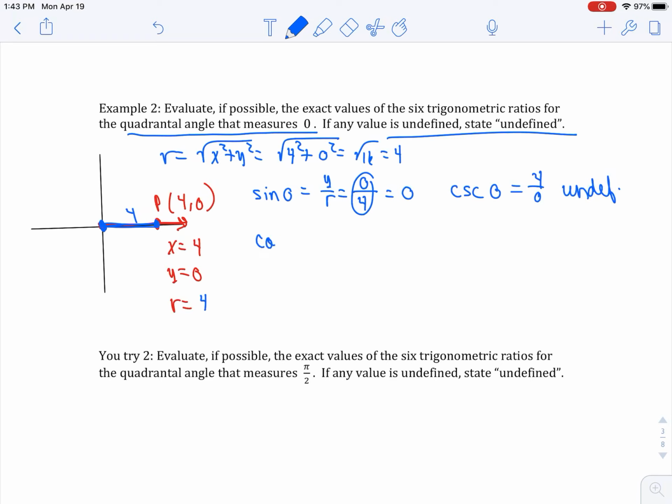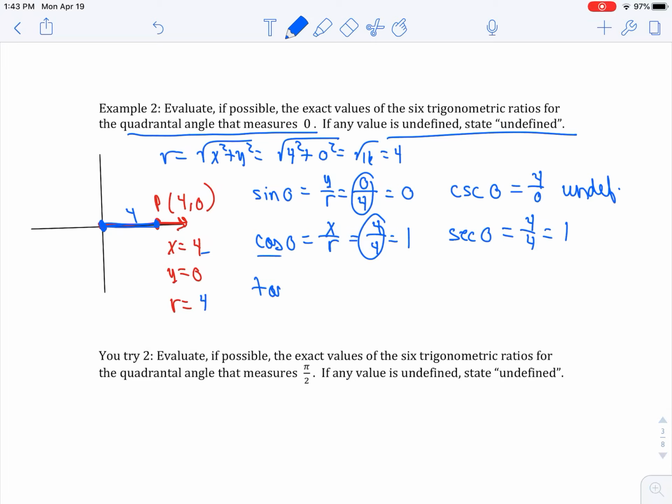The cosine of 0, remember, is defined to be x over r. Well, x is 4, and r is also 4, so 4 over 4 is 1. So that means that the secant of 0, which is the reciprocal of cosine, is going to be the reciprocal of 4 over 4, which is still 4 over 4, which is 1.